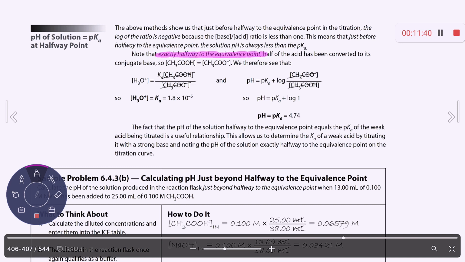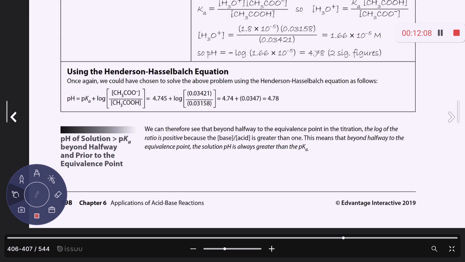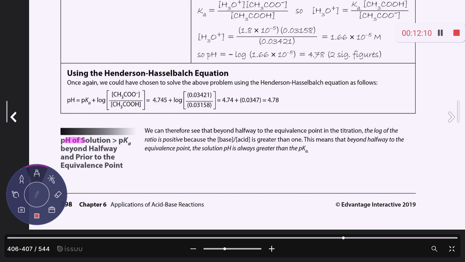Exactly halfway to the equivalence point, half of the acid has been converted to its conjugate base. And then you've got the hydronium ion concentration equal to the Ka and the pH equal to the pKa. And then take a look at the next section. Can I go on? Yeah. The next section of the titration curve is where the pH is greater than the pKa. So this is beyond halfway and prior to the equivalence point.